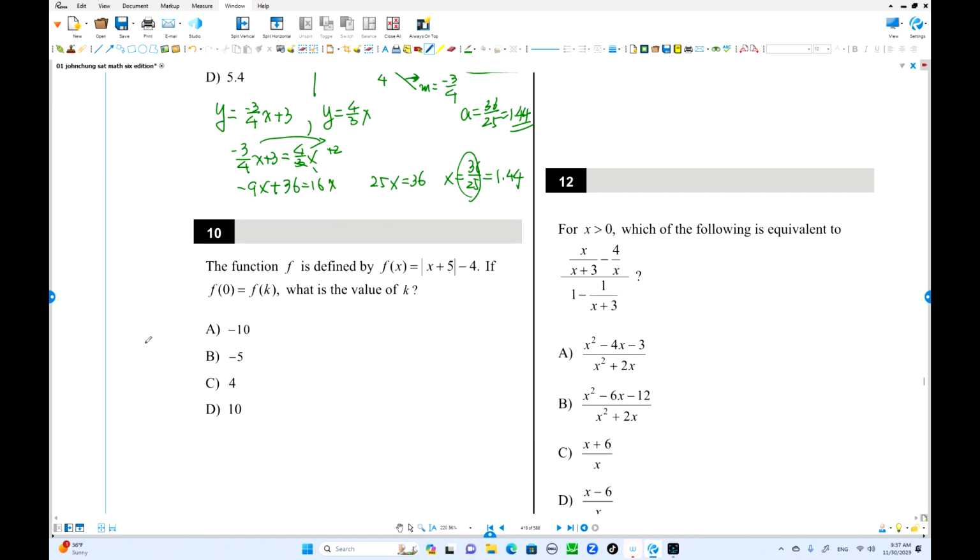This is number 10. Absolute value of minus 4. This is a turning point over here. Where is the turning point? This is the vertex point. When x is negative 5, y is negative 4. That is the turning point. Okay, the graph looks like this. You know that this line is called what? Axis of symmetry.